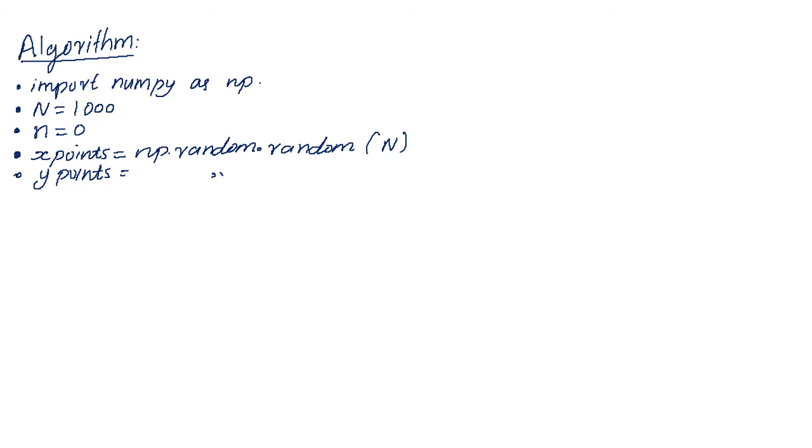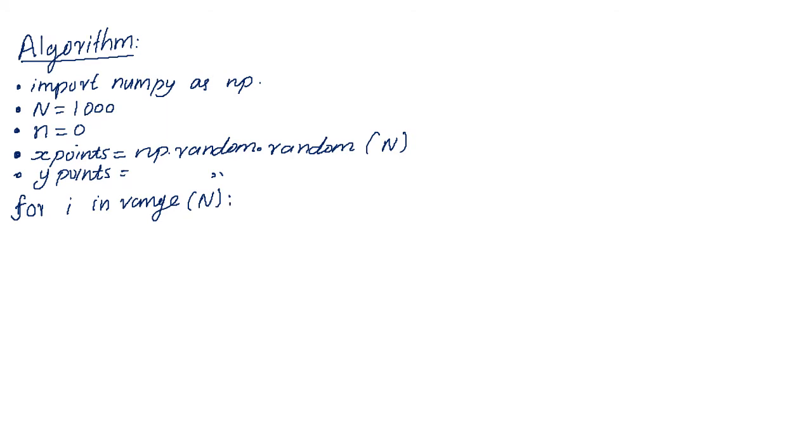Now what we have to do is choose the ith value from x points and the ith value from y points, and check whether that point is inside or outside the area of interest. If it is inside, increment small n by n plus 1. So we have to start a for loop for i in range N. So we have to repeat that N times.